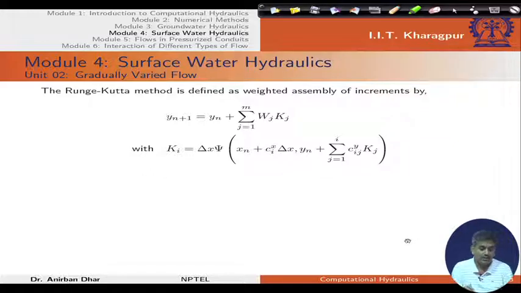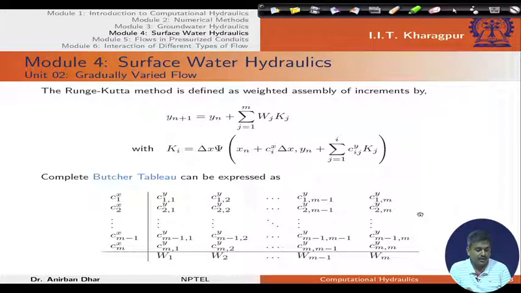In unit number 2 we have discussed gradually varied flow and have utilized the Runge-Kutta methods, both implicit and explicit cases. In the previous one we have utilized an explicit one, and in this one we have utilized an implicit one.